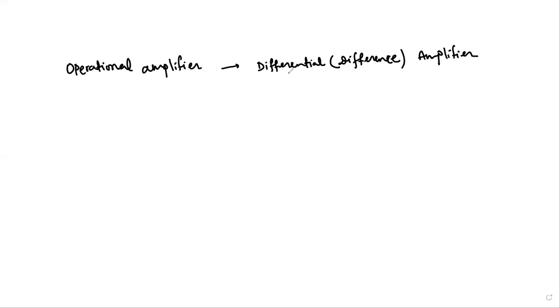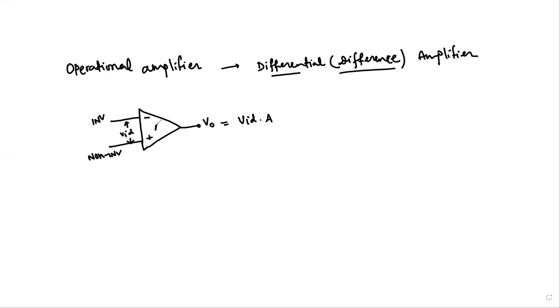Why? We know that in the first module itself, we called the op-amp a difference amplifier because it has two input terminals and one output terminal, named inverting and non-inverting. It basically amplifies the difference between the two terminals. So VO equals VID times A, where A is the gain.